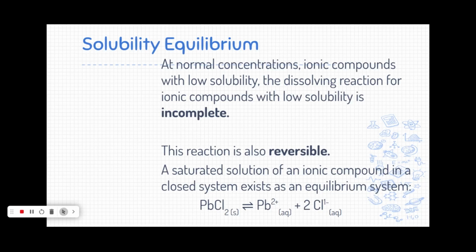Here's the equilibrium equation for a low solubility salt, lead(II) chloride. On the left-hand side, we have the solid ionic compound. On the right-hand side, we have the dissociated ions. The forward reaction represents the dissolving process. The reverse reaction represents the precipitation process.